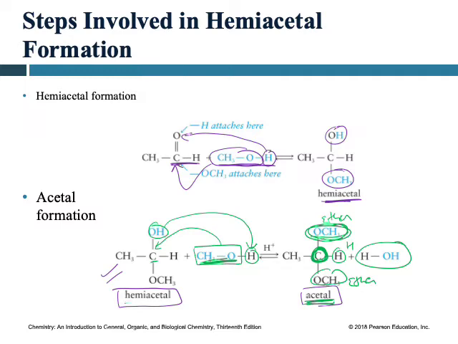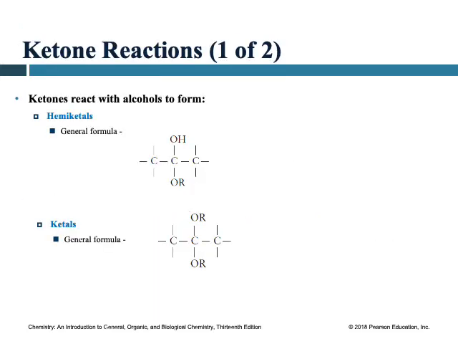And why is this a hemiacetal? Because you have an OH group and an ether group. So you have two different groups on the carbon, and the third group is hydrogen. So you have to know the difference between hemiacetal and acetal. So now let's talk about the ketone reaction.